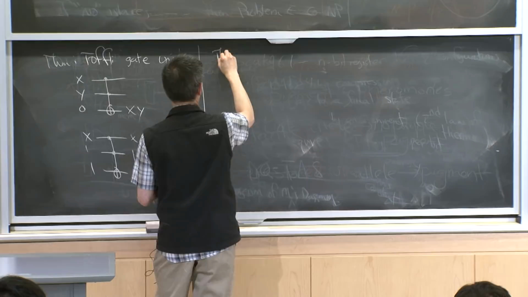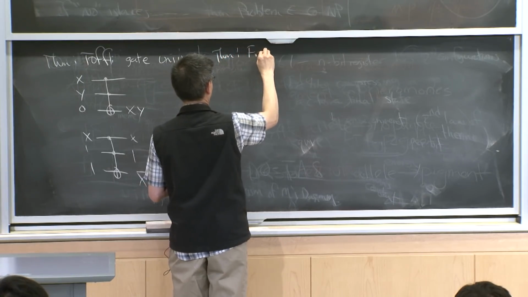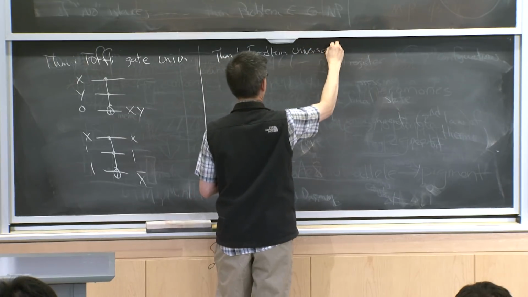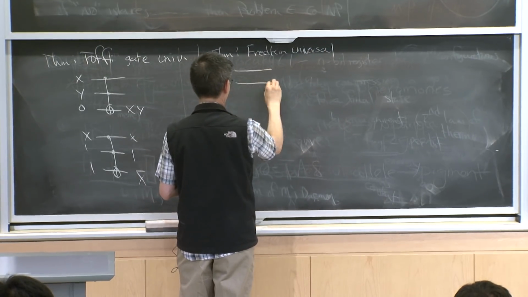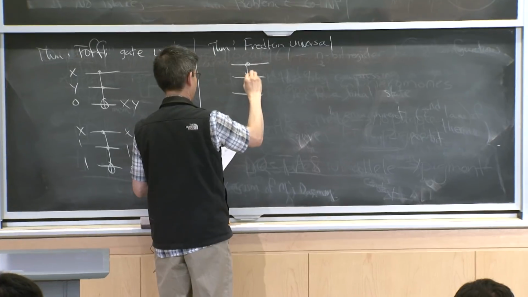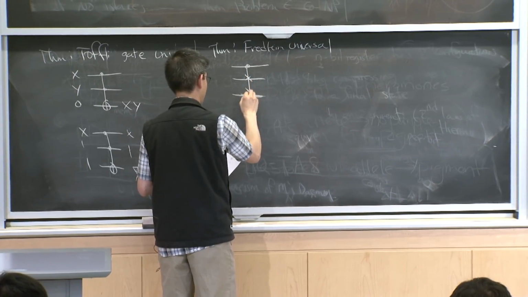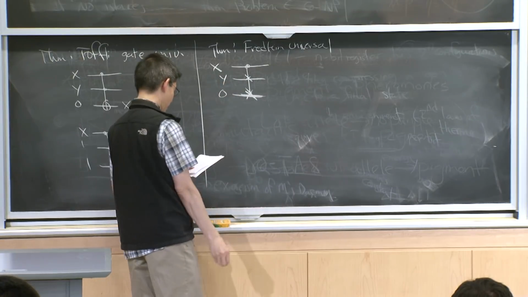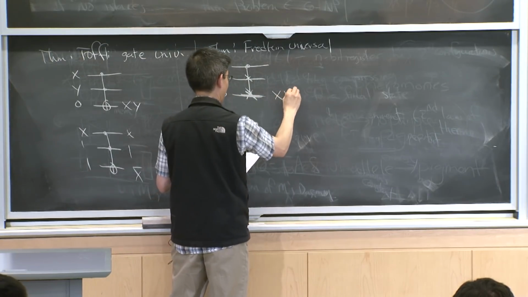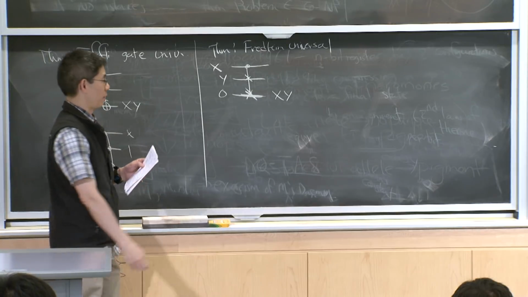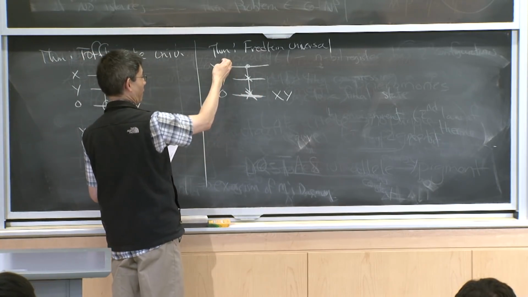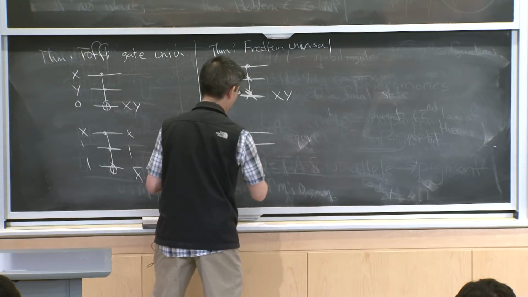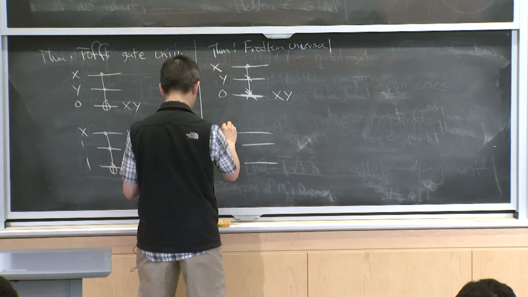Second theorem, Fredkin is universal. So we do the same kind of thing. This is that controlled swap gate here. So if I have X, Y, and a 0, then out here I get X times Y. I will only see a ball down here if there were two balls over here. And this is, in fact, motivated by the billiard ball model of computation.